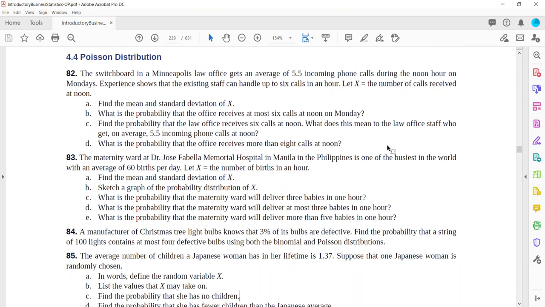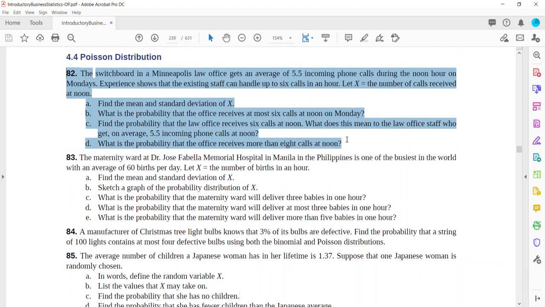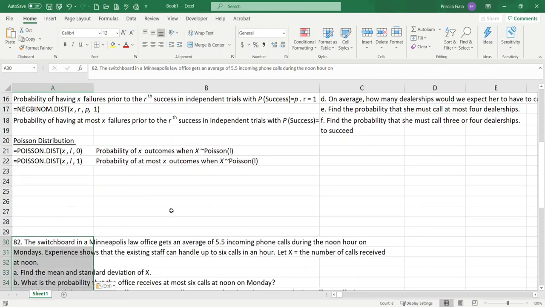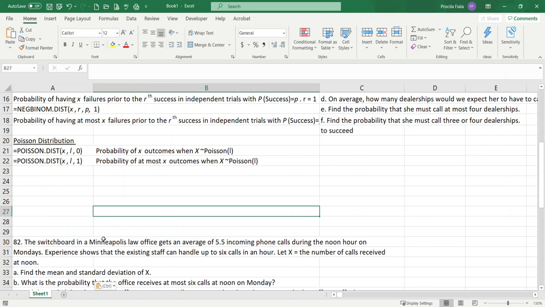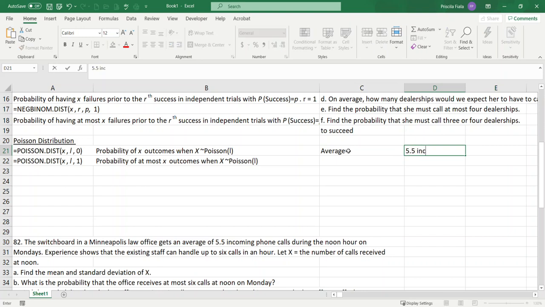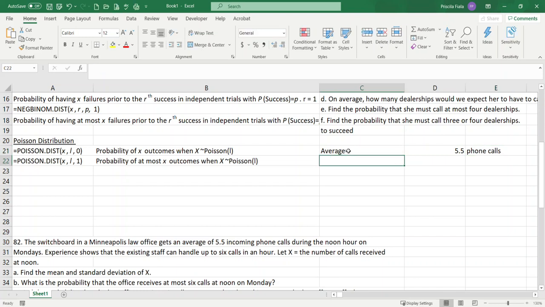Poisson's the first one. And let me copy this to see if it makes it easier. Okay, let me go over here. I'm going to put it down here. First, the switchboard in a Minneapolis law office gets an average of 5.5 incoming phone calls. So there is 5.5 as an average during the noon hour on Mondays.